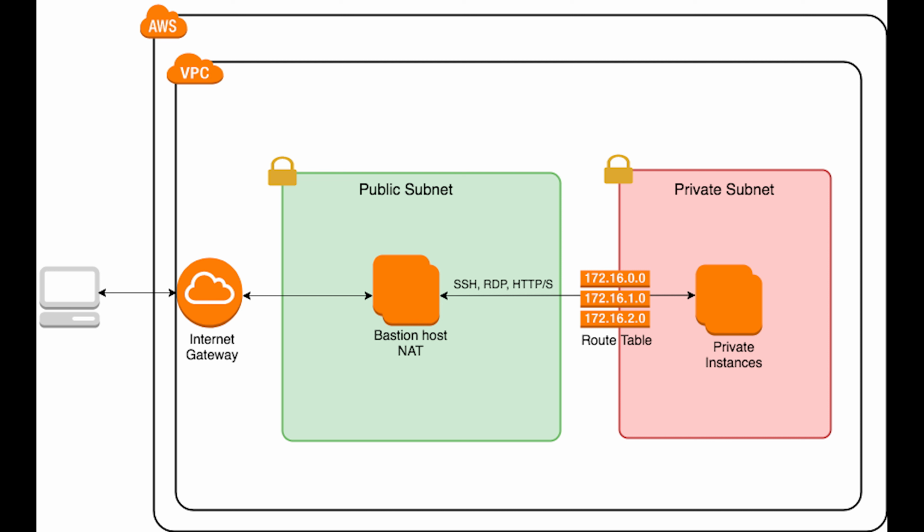You can have public and private subnet. A public subnet is a subnet that is associated with the route table that has a route to an internet gateway, and private subnet is a subnet that is associated with the route table that doesn't have a route to an internet gateway. Resources in a private subnet cannot communicate directly with the internet and vice versa.